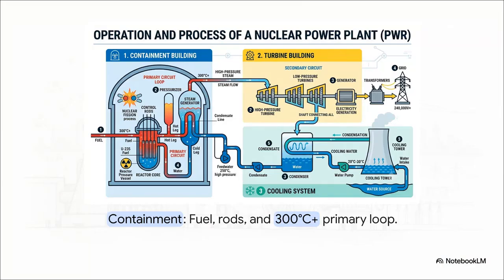Let's actually step inside the containment building of a PWR to see how this microscopic chain reaction connects directly to the macro power grid. Deep inside the core, our enriched U-235 is undergoing fission, carefully regulated by those control rods. This intense reaction heats the water in the primary circuit loop to a blistering 300 degrees Celsius or more. But because it is under immense pressure in this specific design, that water never actually boils.